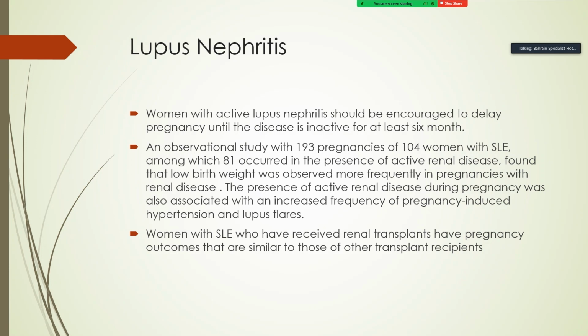And then lupus nephritis. Women with active lupus nephritis should be encouraged to delay the pregnancy until the disease is controlled. A study was done in 193 pregnancies. The women who had active lupus were associated with poor fetal and maternal outcomes. Women with SLE who have received a renal transplant, the pregnancy outcomes are similar to the general population who have a renal transplant.